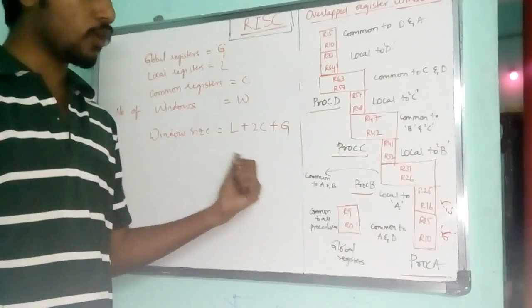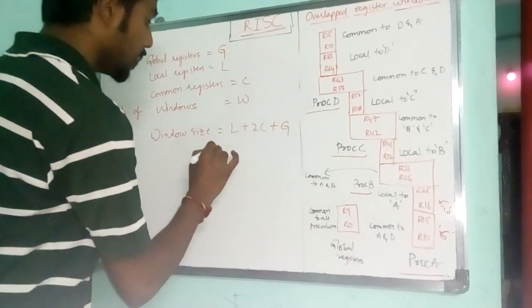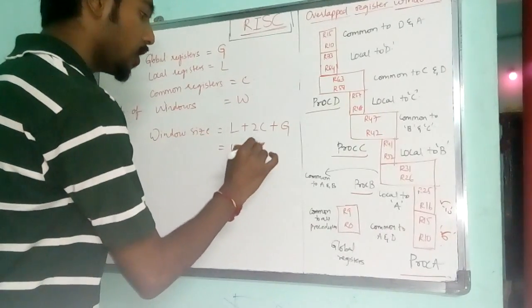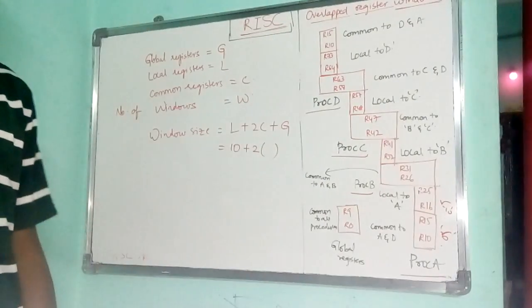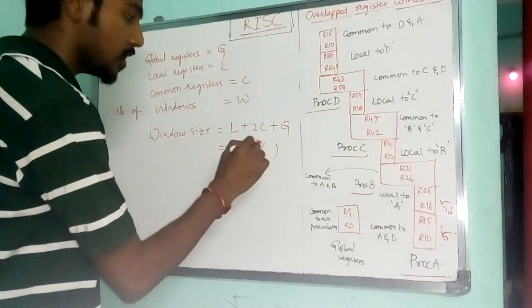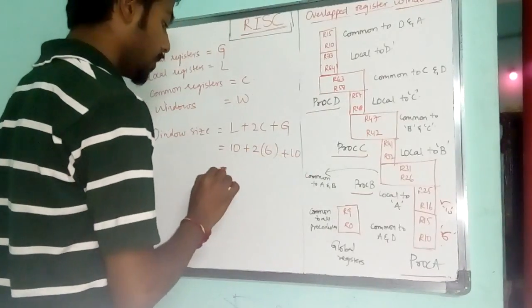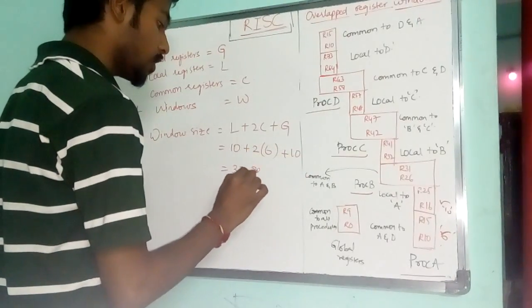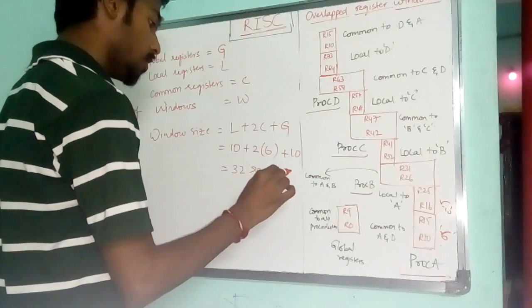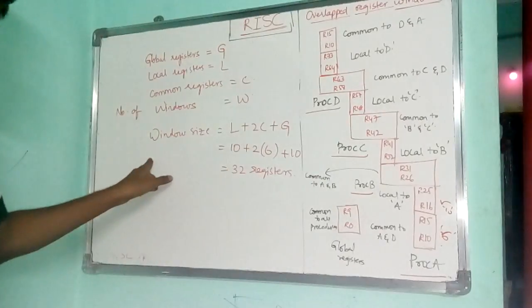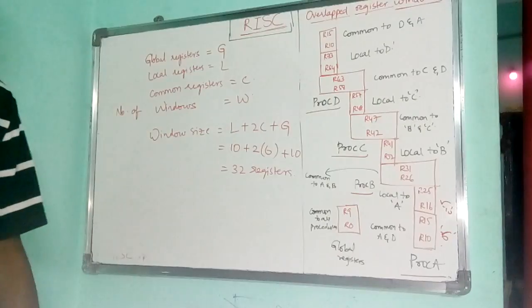Now we'll calculate for this example. What are my local registers? They are 10, plus 2 into how many registers I am sharing commonly between two procedures? They are 6. How many global registers do I have? 10. That is a total of 32 registers. That means my window size is 32 registers.